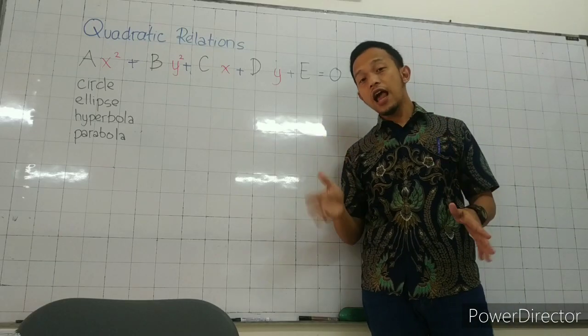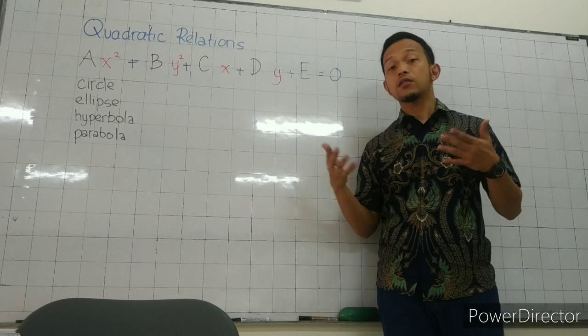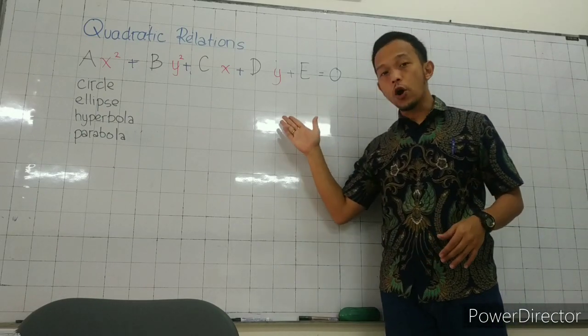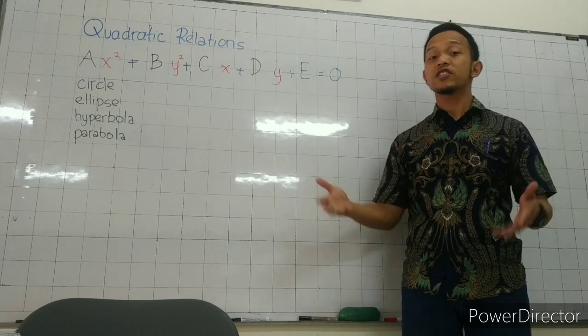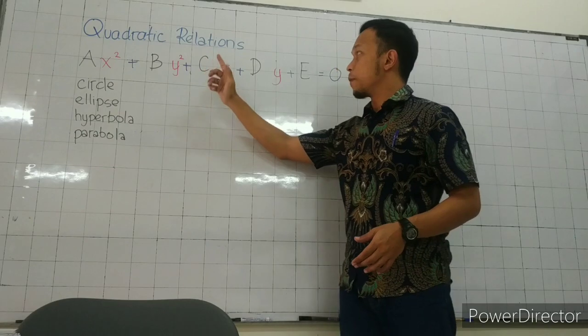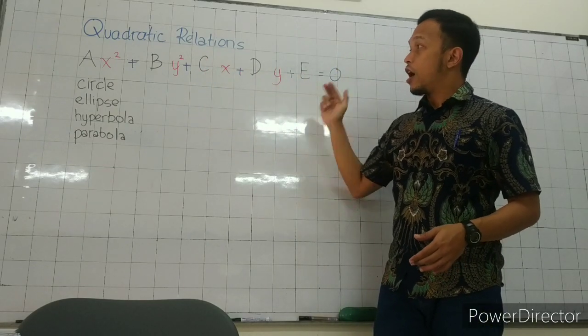After we discussed a lot about quadratic relations, let's go further into what's in this material. The second line is the general form of quadratic relations that we will discuss in this chapter: ax squared plus by squared plus cx plus dy plus e equals 0.